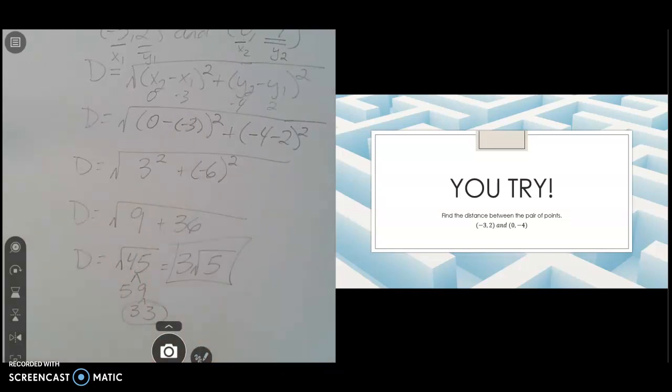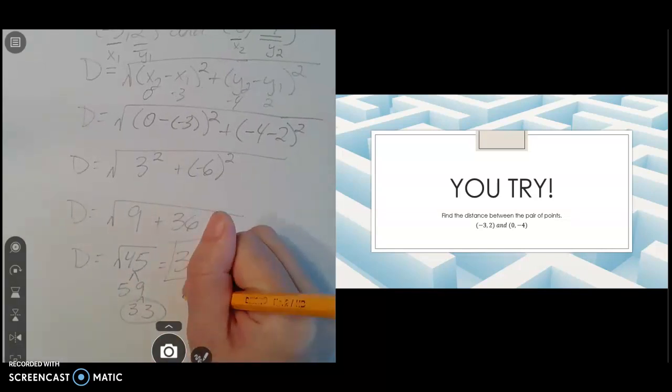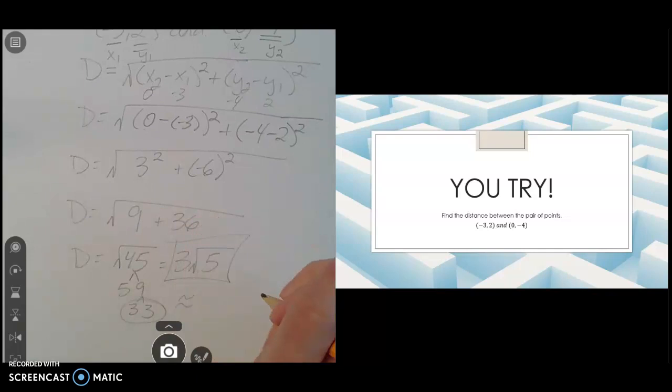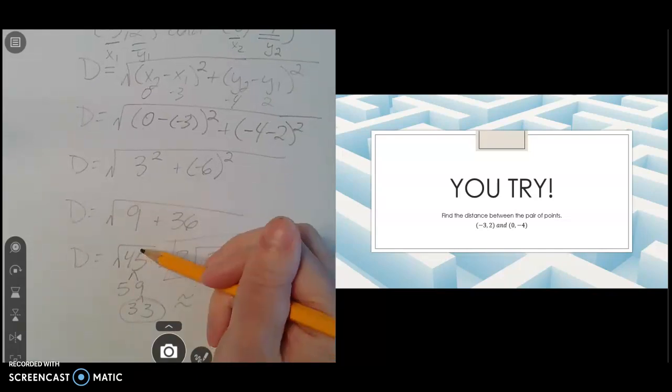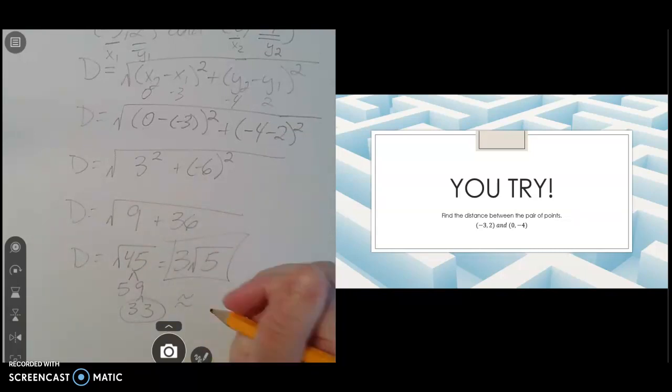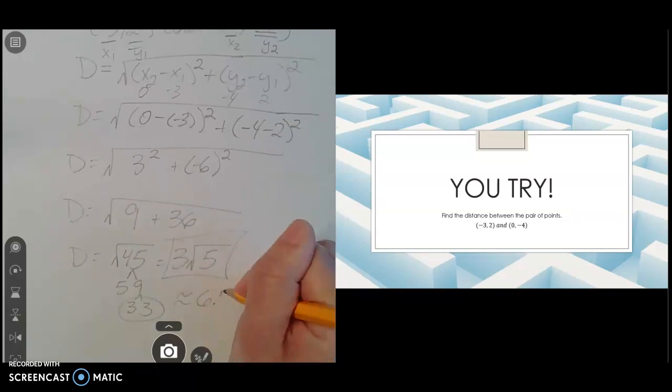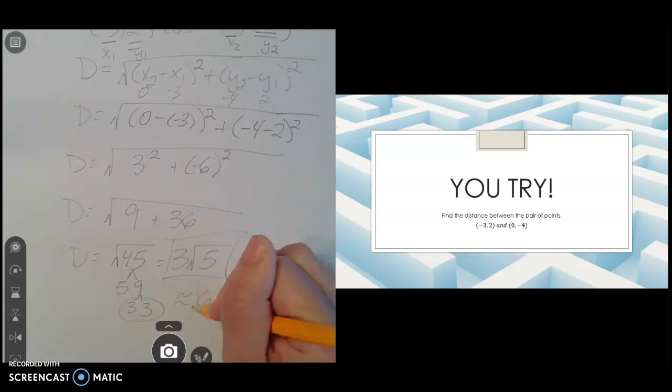Okay? In case you're curious, the decimal approximation, if you just type in the square root of 45 in your calculator, that's probably the easiest way to do that. You get about 6.708 as a decimal approximation.